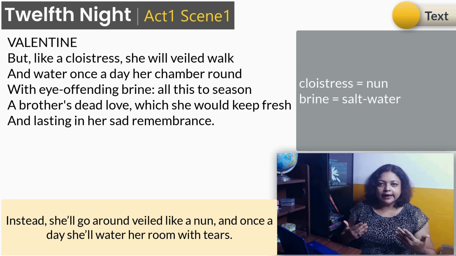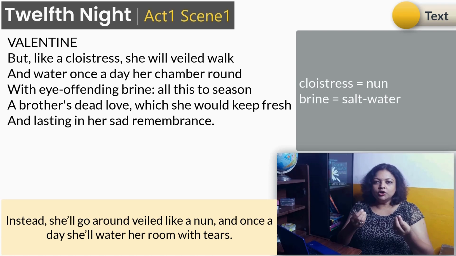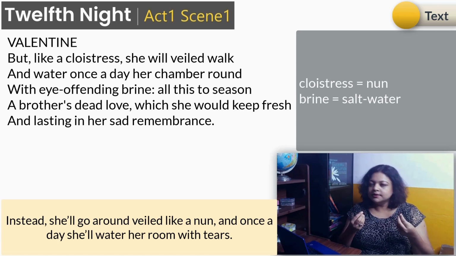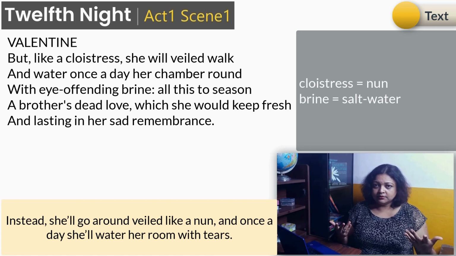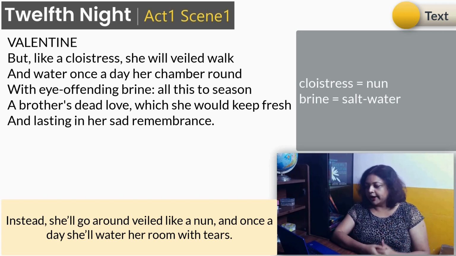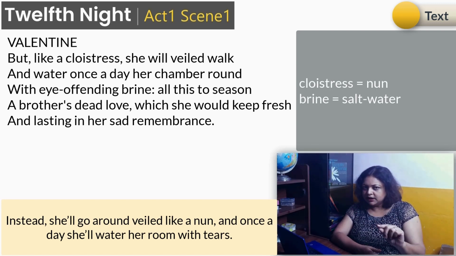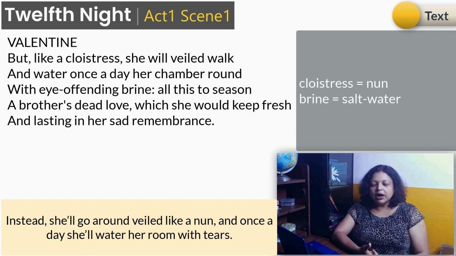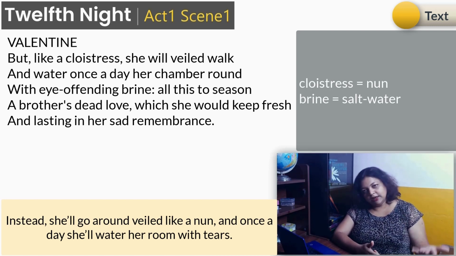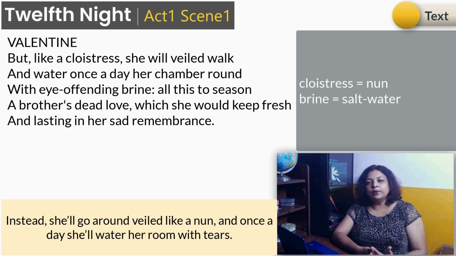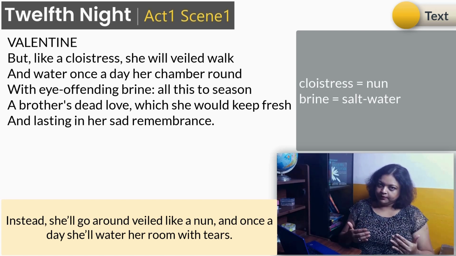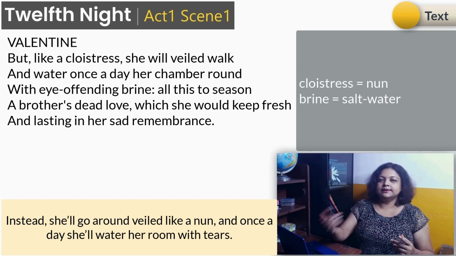What is eye offending brine? Brine means salt water. Salt water which comes out of your eyes are your tears which offend your eyes, right? If you cry a lot, your eyes start getting swollen and feel painful. So eye offending brine means tears. So what message did Valentine get from the handmaid? That Olivia will not show her face to anybody for 7 years. She will move around her room wearing a veil and weep once a day for these 7 years.